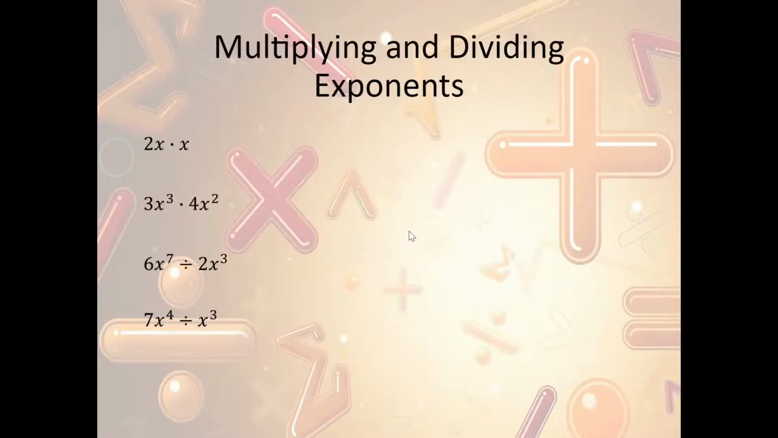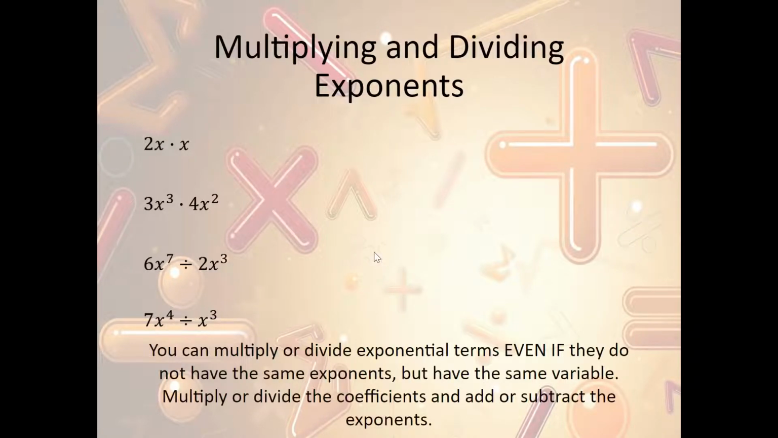Now when we multiply or divide exponential terms, even if they do not have the same exponents but have the same variable, we can still do it. The rule is we multiply or divide the coefficients and add or subtract the exponents. So if we're multiplying, we're going to add the exponents. So this is 2 times 1, so that's my coefficient. And I have an x to the first and an x to the first, so I'm going to add those exponents. So I get 1 plus 1 for my exponents. So 2 times 1 is 2, and 1 plus 1 is 2, so it should be 2x squared.